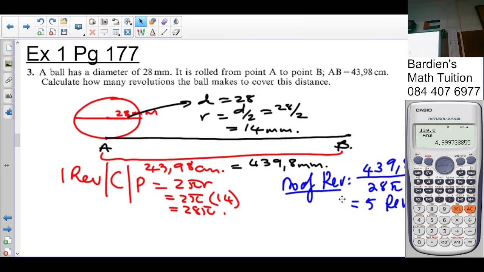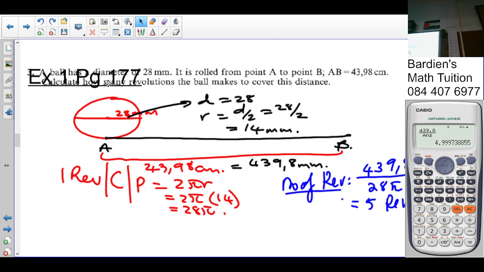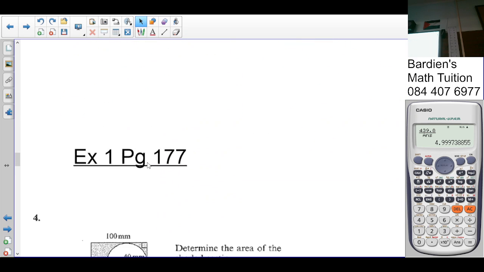It will take 5 full revolutions for that ball to move from point A to point B. You guys understand? Okay. So that is number 3. Let's go to number 4.